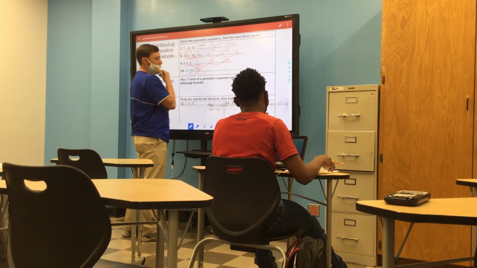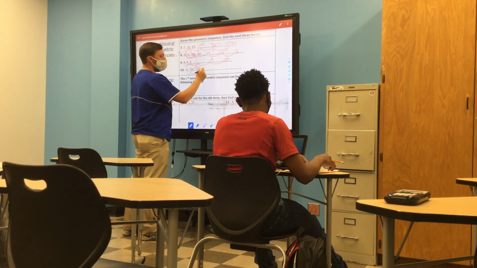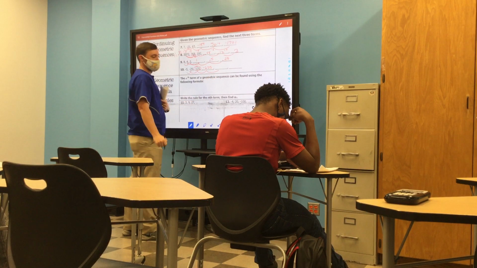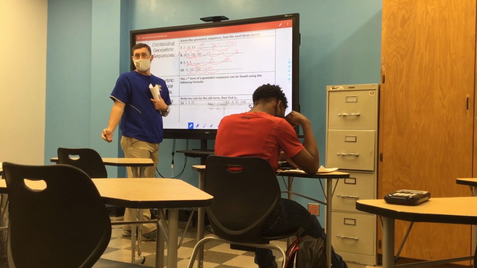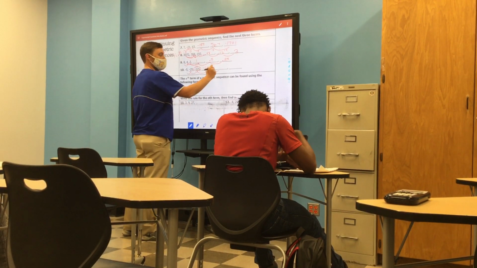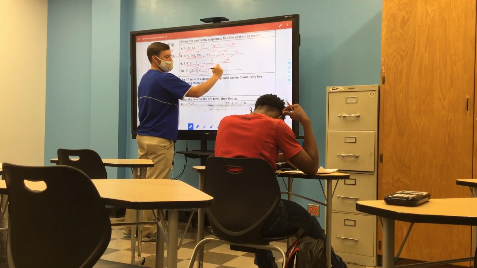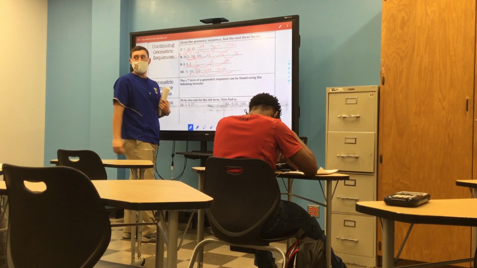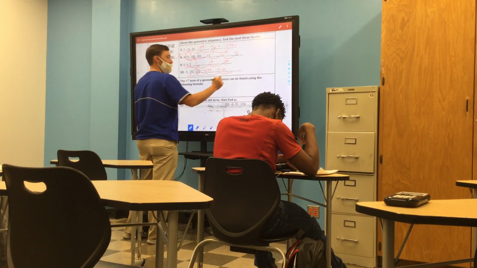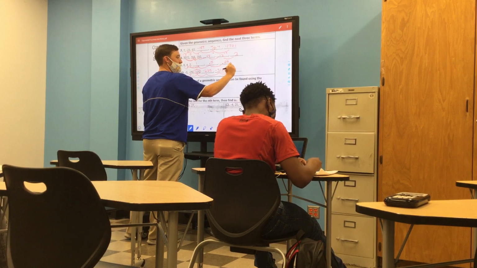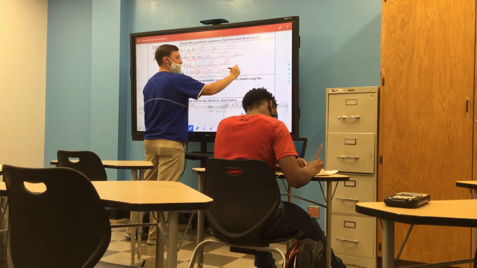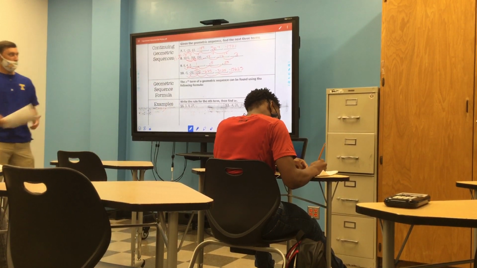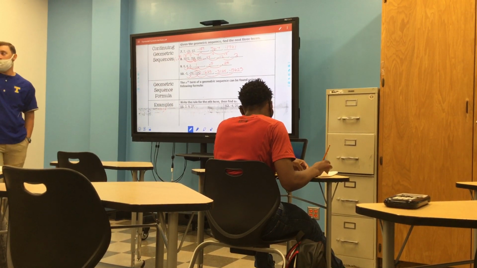So, negative 125 times 5 gives you negative 625. Negative 625 times 5 gives you negative 3,125. Then that times 5 gives us negative 15,625. All right. Any questions on that?